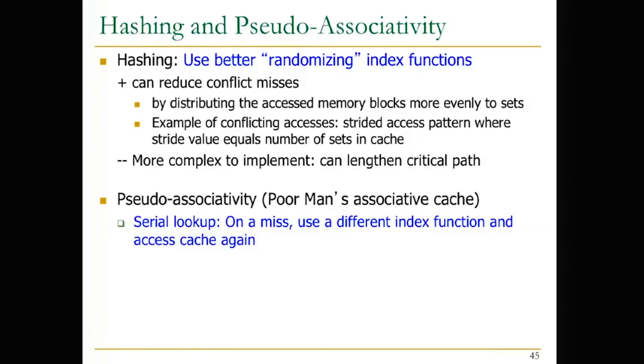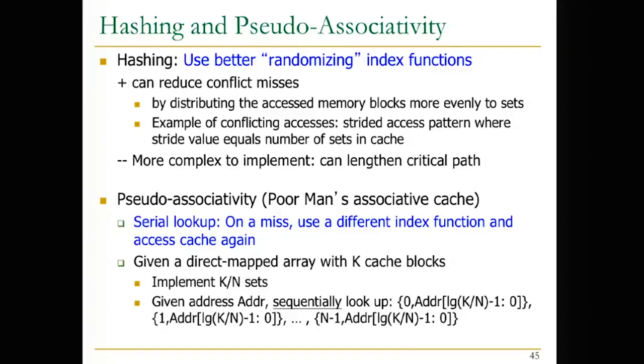Of course, you don't want to do it more than the number of sets you have in the cache. But even that may be too much. But that's exactly how you can get more associativity, right? Instead of having associativity in space, well, it's still associativity in space, but you actually look it up in time. You don't look it up at the same time. You look it up serially.